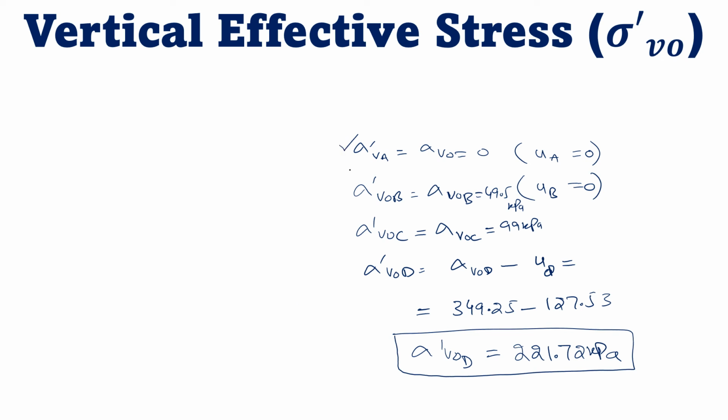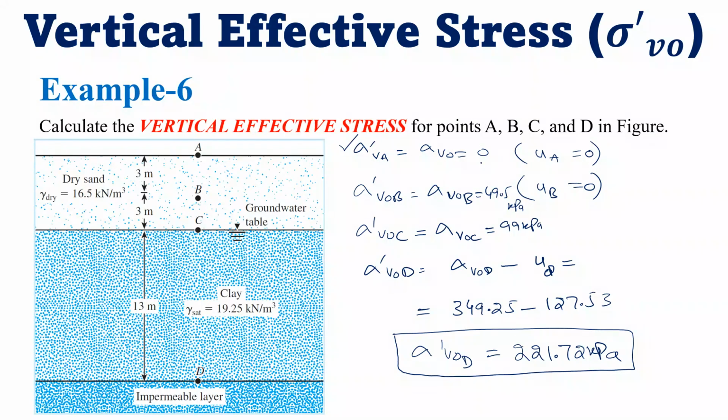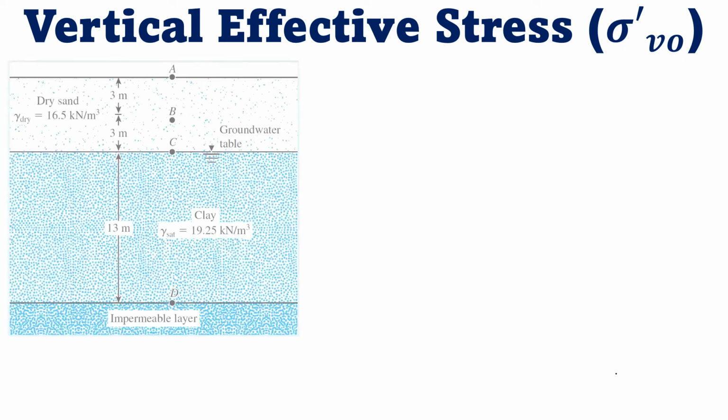So for point A, the vertical effective stress is 0, because total stress was 0. For B, the vertical effective stress is equal to total stress, because pore pressure is 0. And for C, the vertical effective stress is equal to total stress, because the pore pressure is 0 for point C. And for D, it is total vertical stress minus pore pressure at point D. So the vertical effective stress at point D will be 221.72. This was all about this lecture.